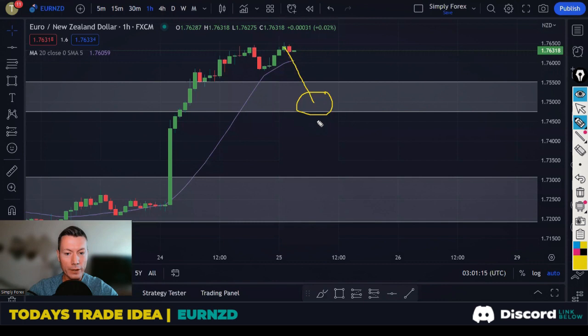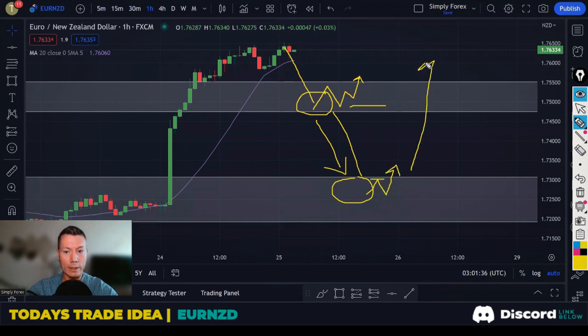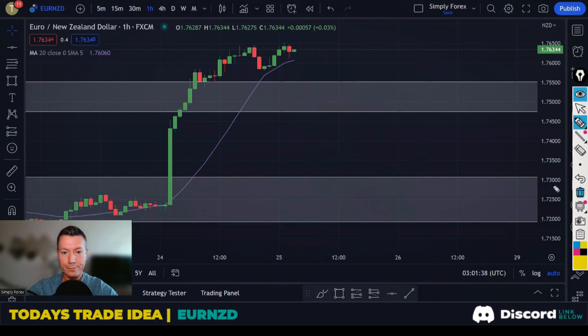It could retrace further, guys. It could retrace all the way down to here. But all I'm looking for, if it does this, is a build up in H1 structure. I'm looking for price to build up. Maybe it doesn't build up here. Maybe it comes all the way down to here, and then again, I'm just looking for a build up in H1 structure, and then we can start buying this pair.